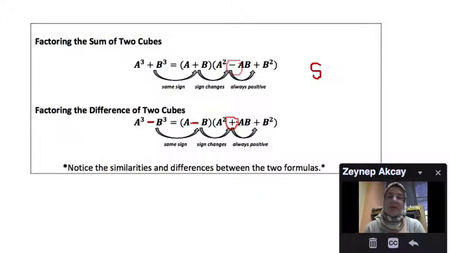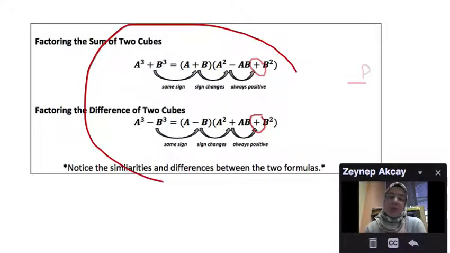So same sign, opposite sign, and the last sign we put inside the parentheses will always be positive. So this AP stands for always positive. So the last sign should always be positive. So this is an easy way to help you remember this formula. So make sure that you learn these two formulas. You have to memorize them.